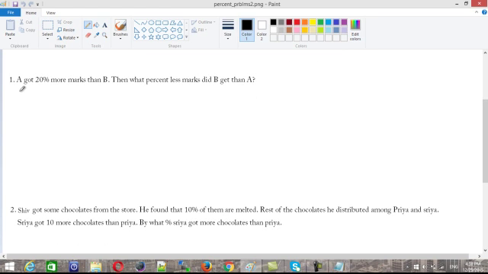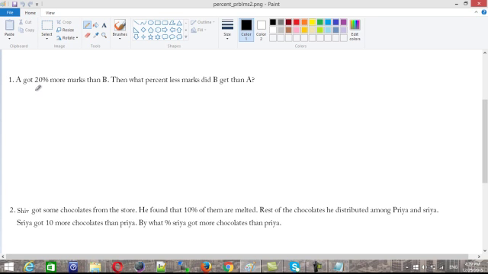Okay, the first problem is: A got 20% more marks than B. Then what percent less marks did B get than A? In this question, we have only one clue, that is, A got 20% more marks than B. We know nothing else than this.